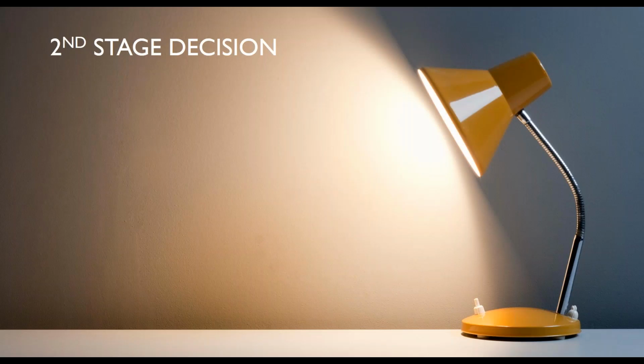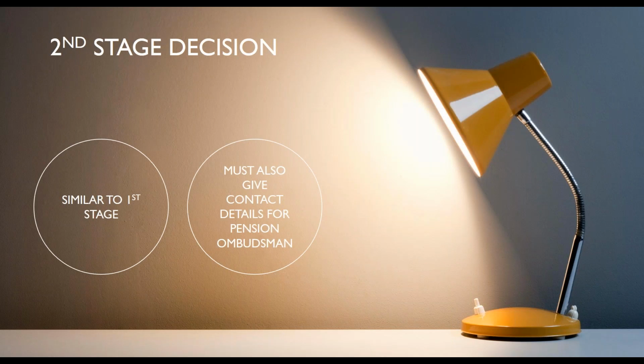So what about the second stage decision? Again, very similar to the first stage. The key difference is that you must also give in your decision, your written decision, contact details for the pensions ombudsman. Because if the complainant is still unhappy after the second stage decision, they have the right to apply to the pensions ombudsman.